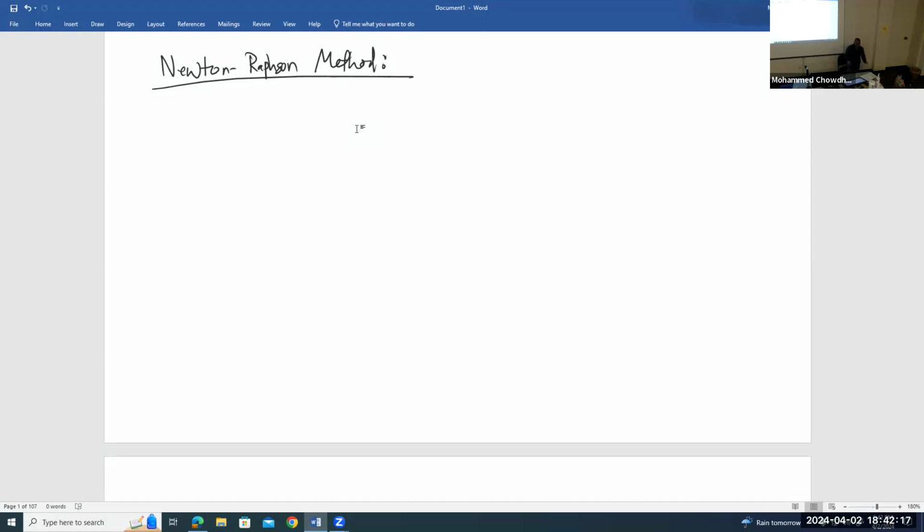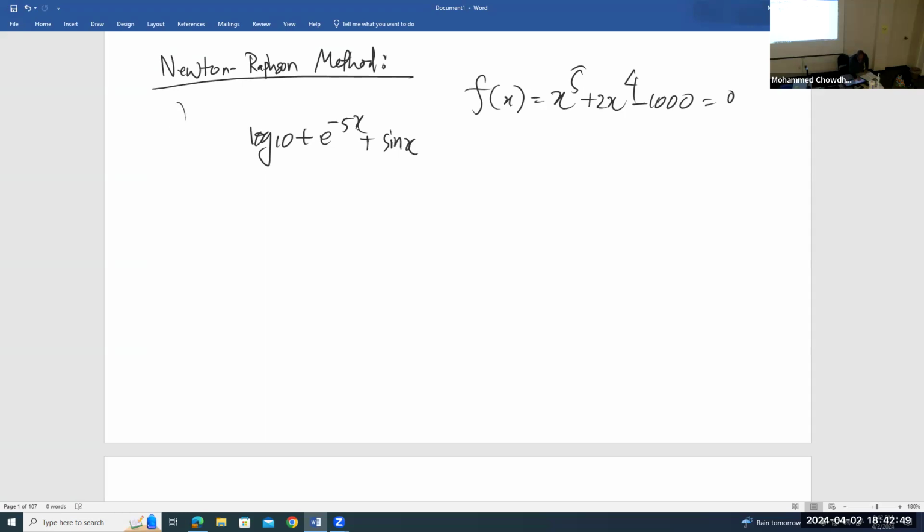Understand? So what does the Newton-Raphson method say? Suppose you have a function like this, x to the power 5, 2x to the power 4 minus 1000. What is the value of x so that I can solve this equation? Suppose you have the equation log of 10x e to the power minus 5x plus sine x, which is the function f(x), which is equal to 0. What value of x satisfies this?